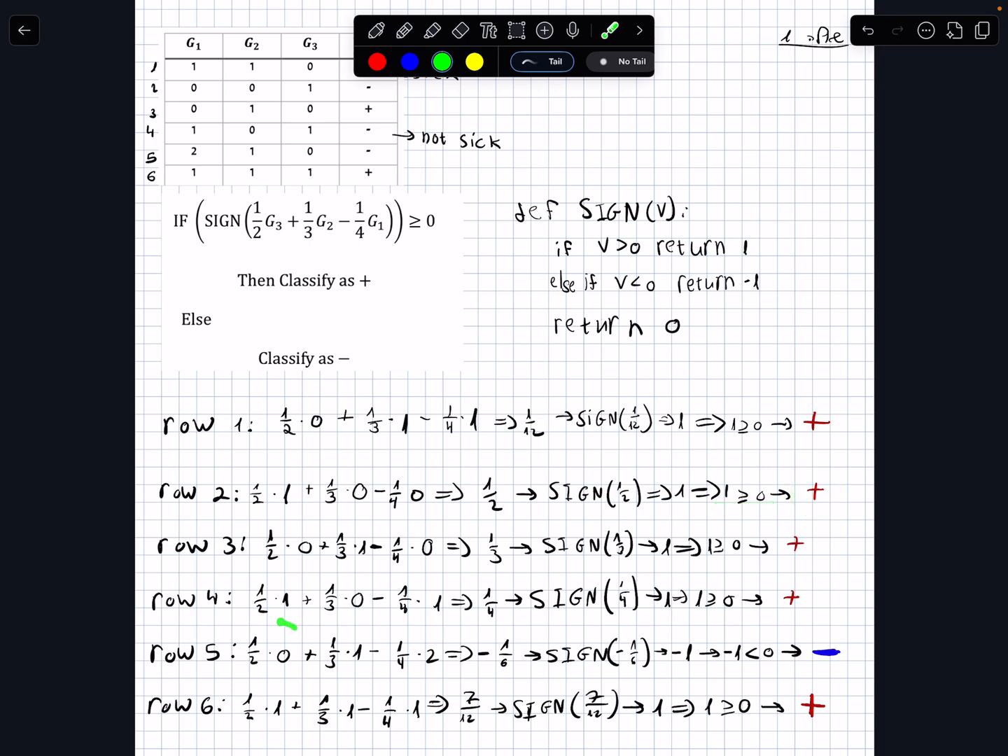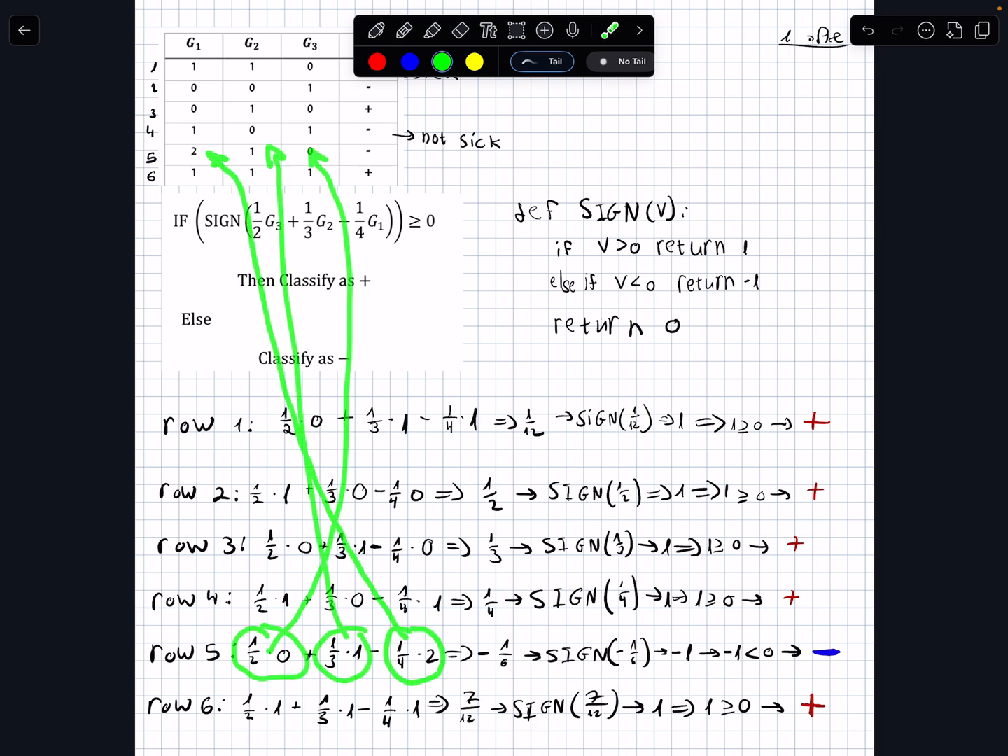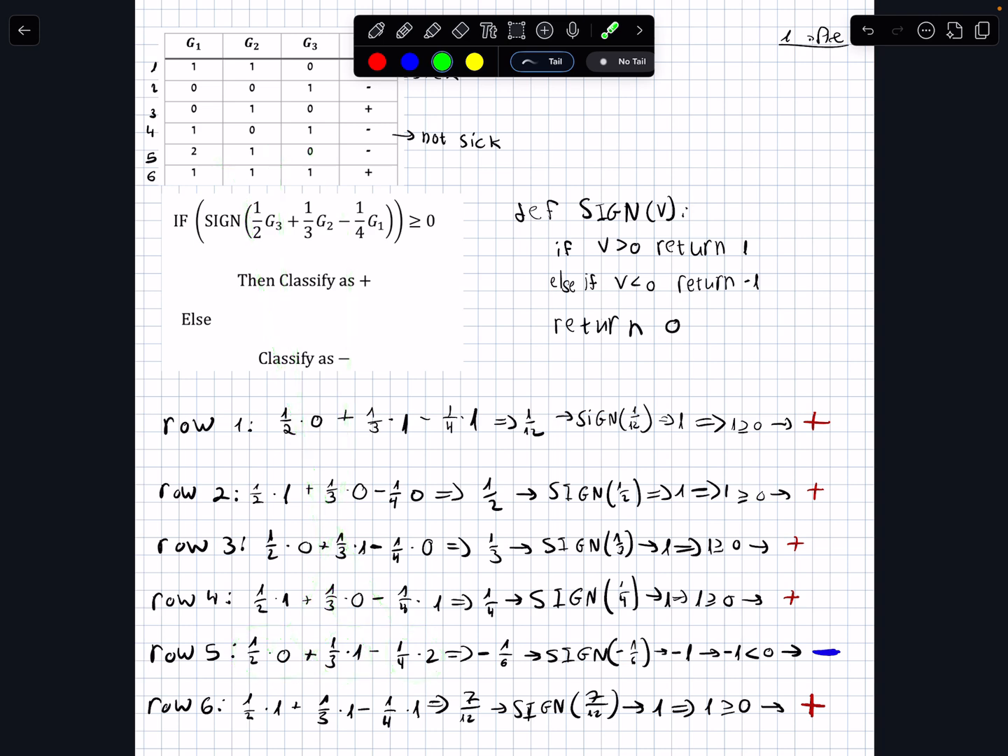So let's do row number 5 as the final row. We will do half times 0, and then a third times 1, and then minus a fourth times 2. Then we get negative 1 divided by 6. The sign of negative 1 divided by 6 is minus 1, and minus 1 is less than 0, meaning we classify it as minus.